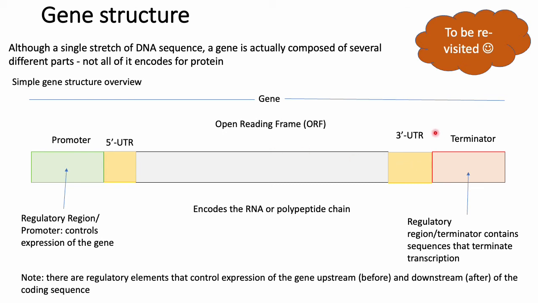Then at the 3' end, we have another untranslated region, and then we have the terminator sequences. This is a regulatory region, a terminator which contains sequences that terminate the transcription. One thing to note is that there are regulatory elements that control gene expression which are upstream, before the sequence, and there are some which control downstream, such as the regulatory region towards the terminator end of the coding sequence.